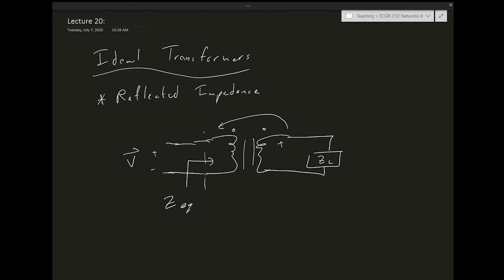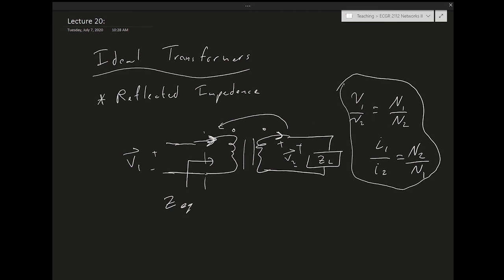All we have to do is, we have the V1 here, and then we have the V2, and let's use the convention where the I is coming into the first dot and it's leaving the second dot. With this convention, we can say that V1 over V2 equals N1 over N2, and I1 over I2 equals N2 over N1. There's no minus sign here because the current enters the dot in the primary and leaves the dot in the secondary. This is I1, and this current here is I2.